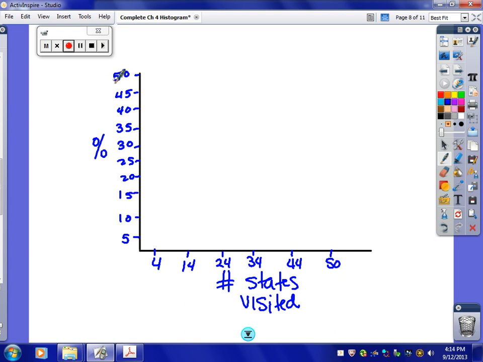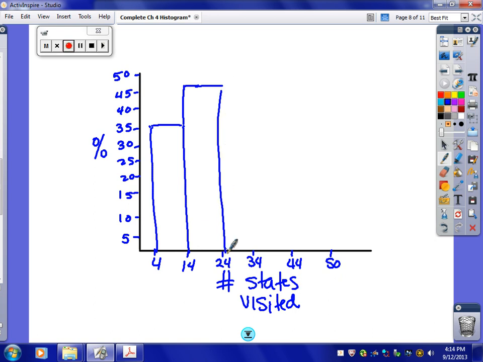The height of the rectangle corresponds to our percentage. So I've got a little over 35.7%. I've got 46.4%, 7.1%, 3.6%, and 7.1%. Alright, so here's my histogram.